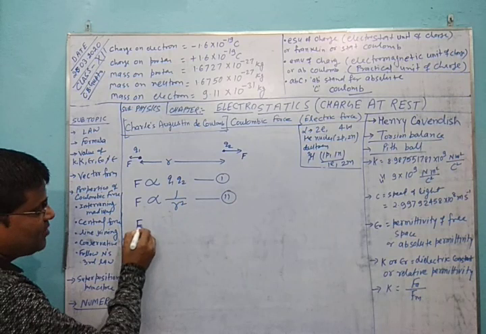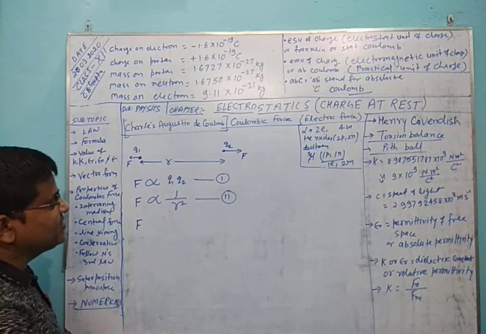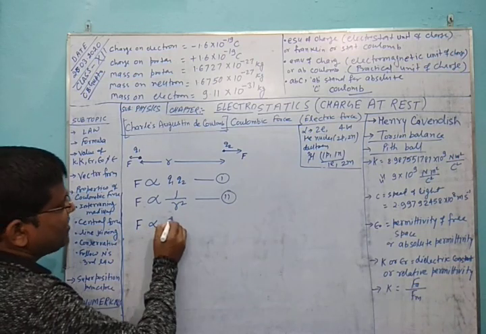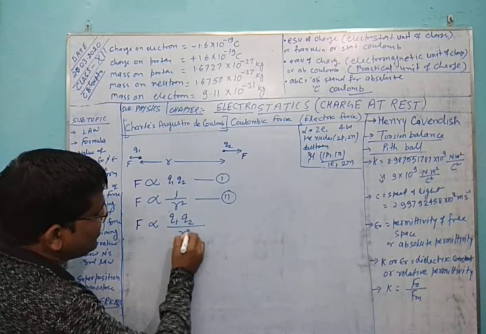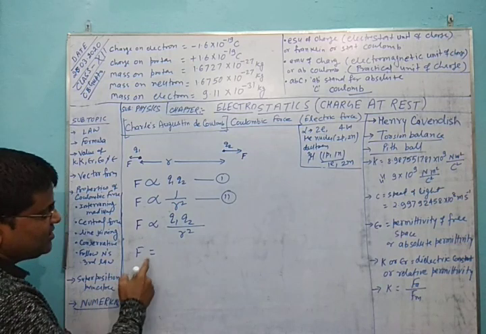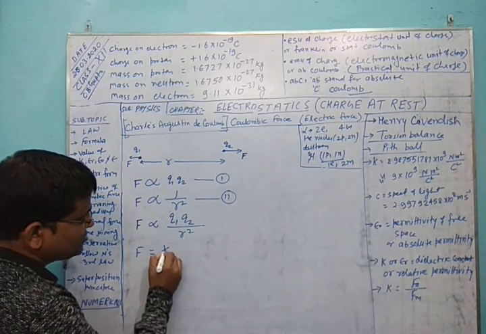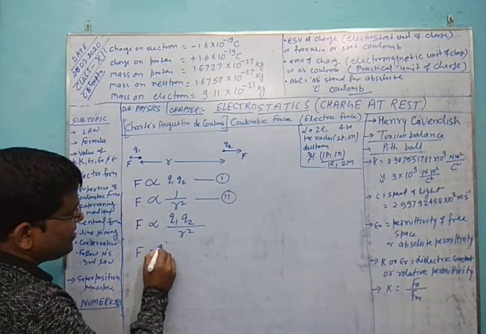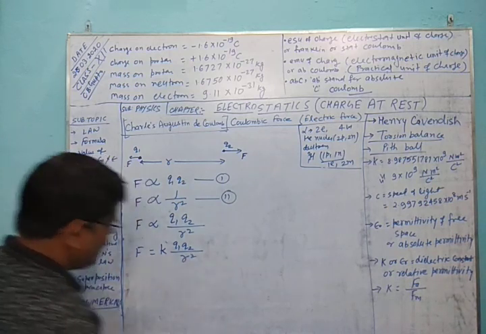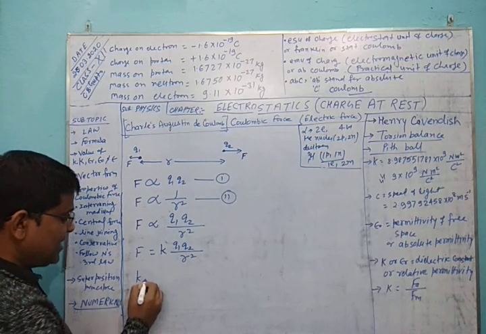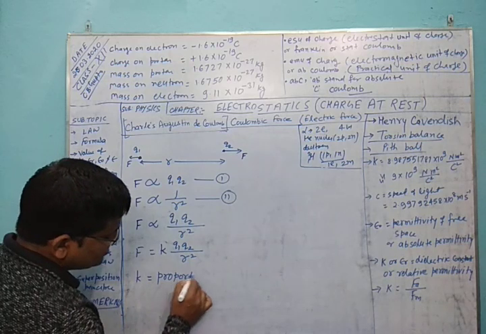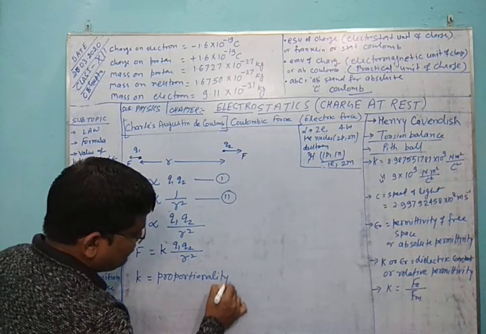After getting these two relations, he correlated F directly proportional to Q1 Q2 by r square. And as everyone knows, when proportionality is removed, an equal sign and a constant come in, and this is F equals K Q1 Q2 by r square. This is very simple, everyone knows about this. K is the proportionality constant.